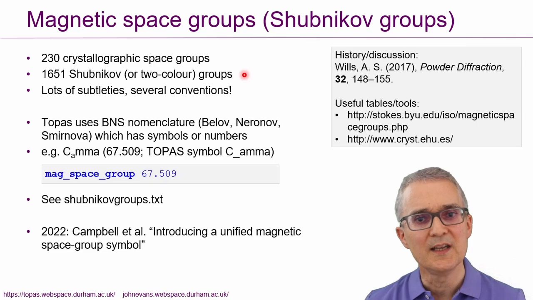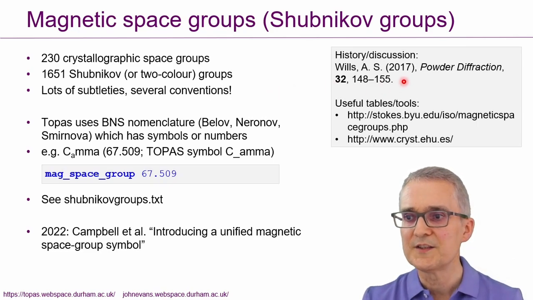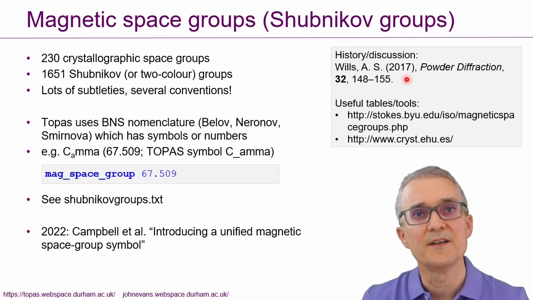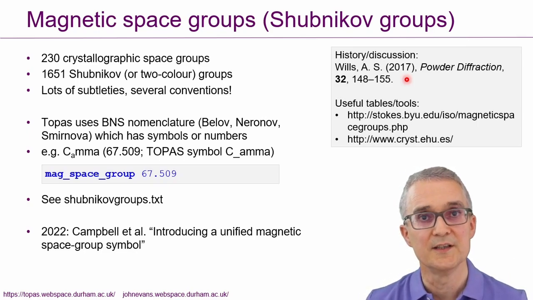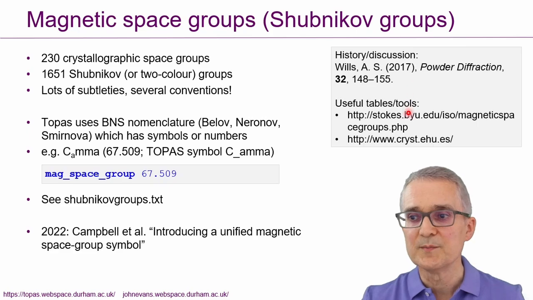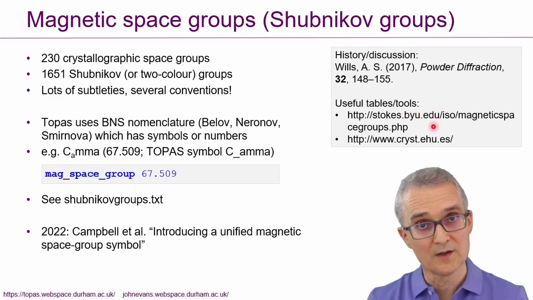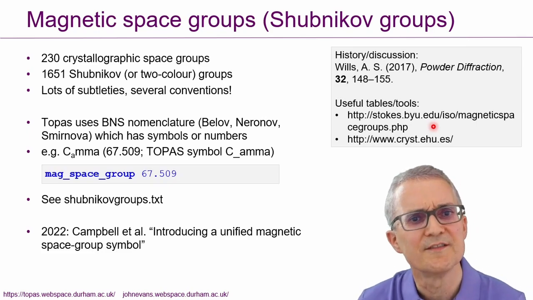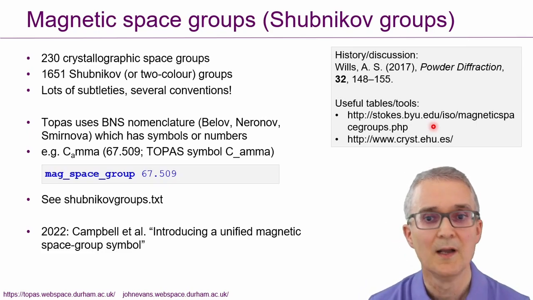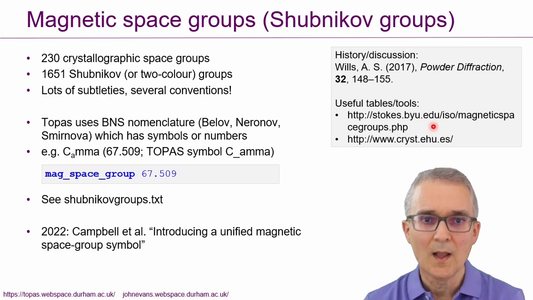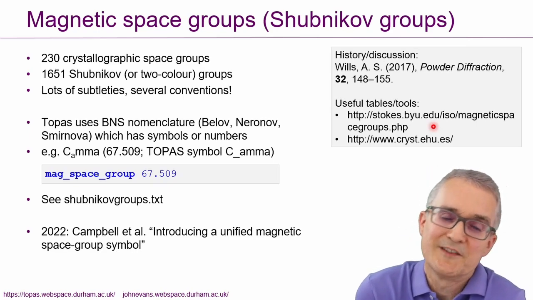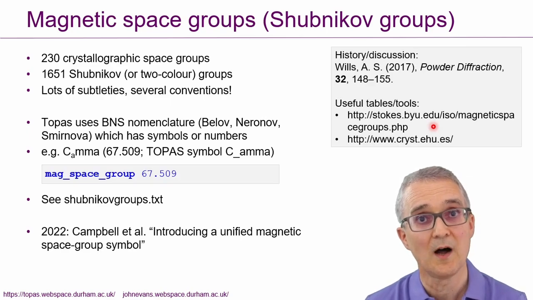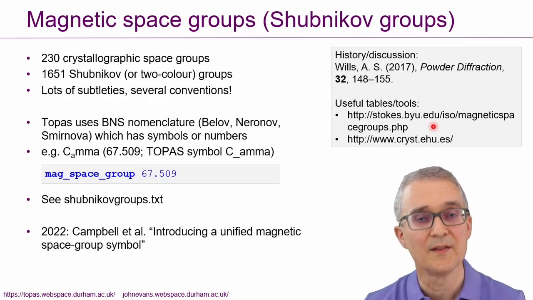If you're interested in the history of how they were developed, there's a nice publication by Andrew Wills from 2017, which talks about some of the ways in which these symmetry ideas were developed. If you want some tools for exploring symmetry, we'll look at those in the next tutorial a little bit, but there are these two websites on the right which contain lots of useful information about magnetic symmetry and how you can explore it. It turns out that there are lots of different subtleties and lots of conventions in terms of how the different magnetic space groups are labeled, how they're described.